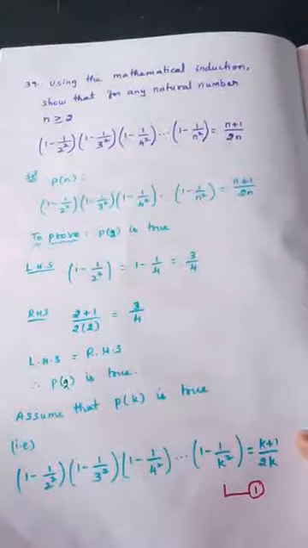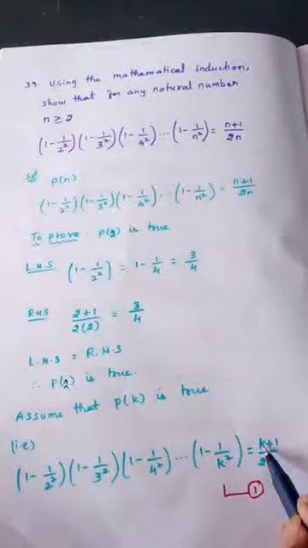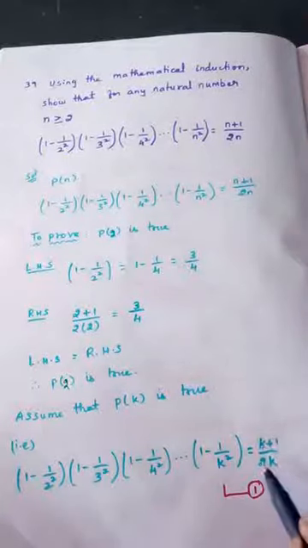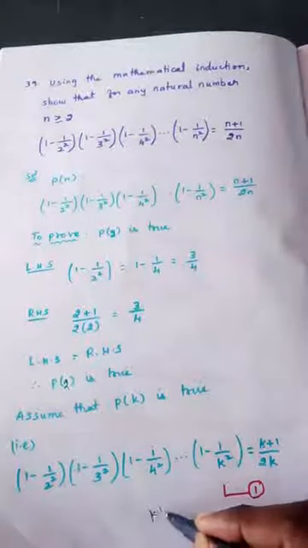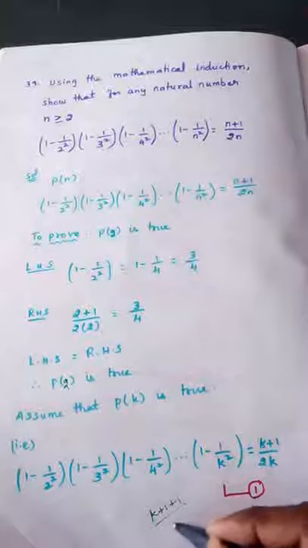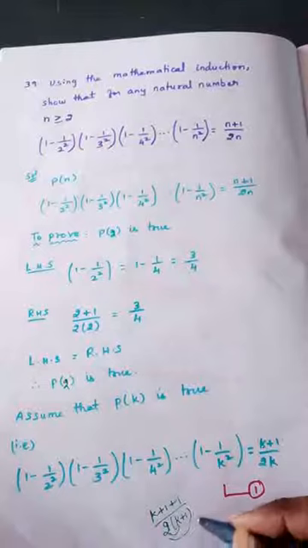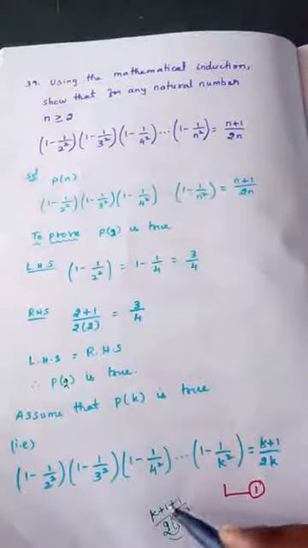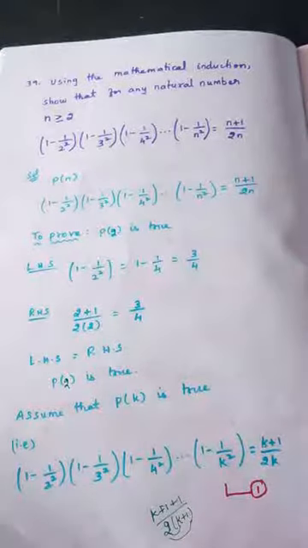After multiplying, what is the answer that we should get in the right hand side? For that, replace k by k plus 1. If this becomes k plus 1, what happens? Numerator will become k plus 1 plus 1, that is k plus 2, divided by 2 into, instead of k you put k plus 1. So 2k plus 2 should come in the denominator, numerator k plus 2 should come. I am just seeing what is to be multiplied and what is the answer that we have to get now.